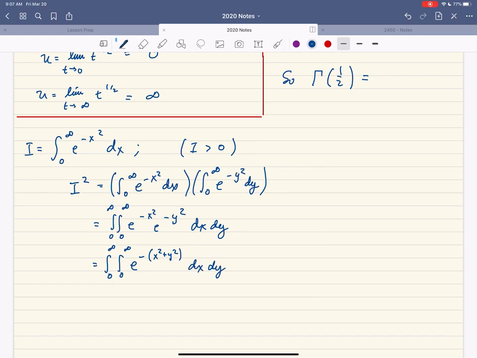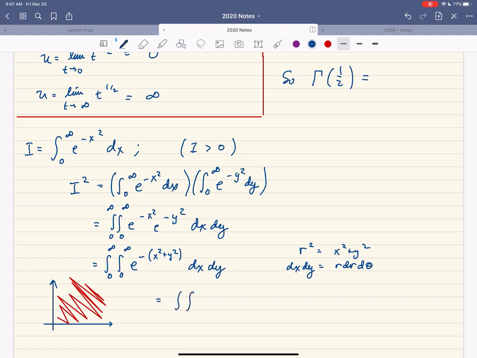You have x squared plus y squared. We're integrating over the region where x and y are greater than or equal to 0, so we're integrating over the first quadrant here. What we're going to do is let r squared be x squared plus y squared. And we know that dx dy is going to be r dr d theta. So we just have to think about what this integral is going to become.